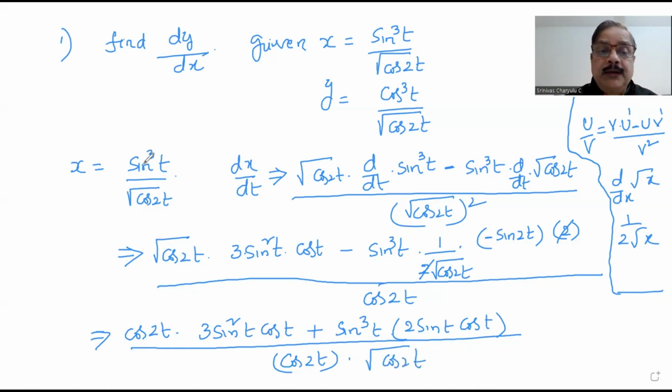So first we have started with x. So here what you are having: sin square t cos t. Here sin t is there, sin cube t is there, cos t is there. So sin square t cos t you can take out common. If you take out sin square t cos t in the numerator, you are left with 3 cos 2t here. And here what you will be left with: 2 sin square t cos t.